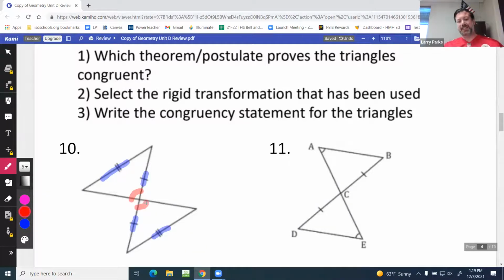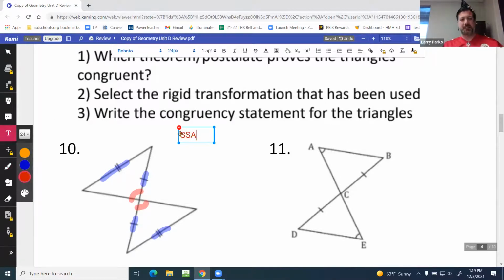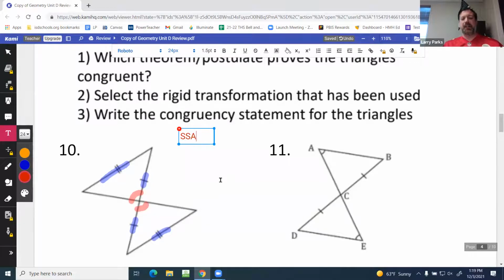Now, you cannot call this SAS because the angle is not included. This is actually SSA. And SSA, I like to think of it backwards. Anytime I see this bad word, it's called the donkey theorem, written backwards, and I know it's a bad word, oh no, I know that that is not a theorem to prove congruency.